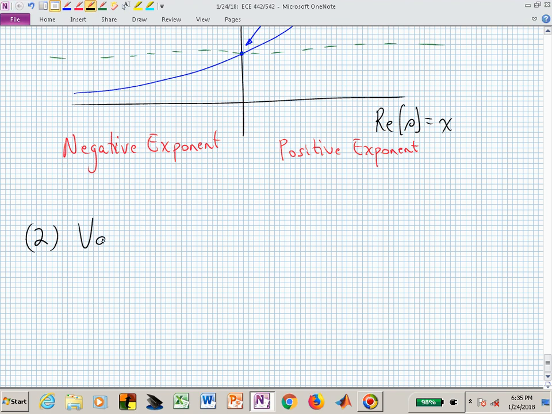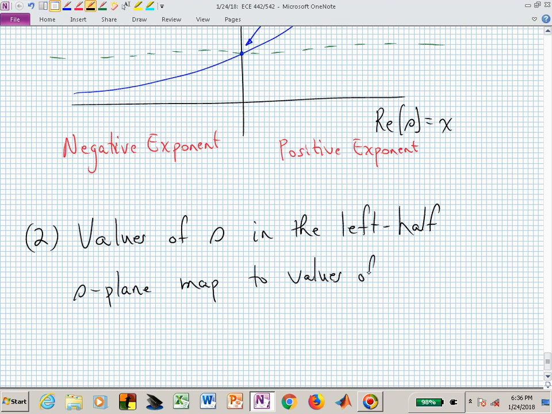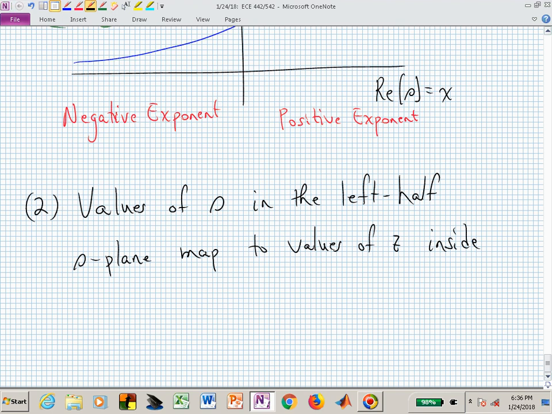Another one is that values of S. This is really what I was making in a picture in observation 1. In observation 2, I'm just stating it verbally. Values of S in the left half S-plane map to values of Z inside the unit circle.